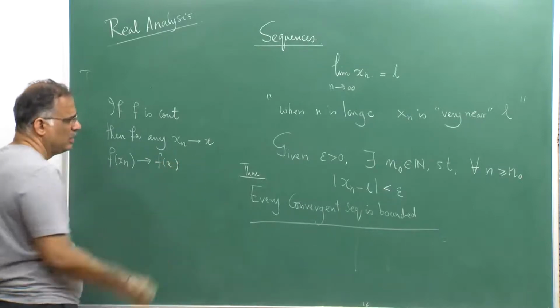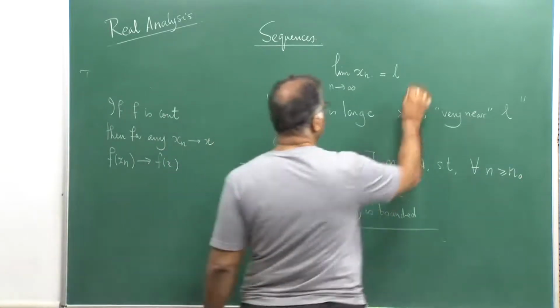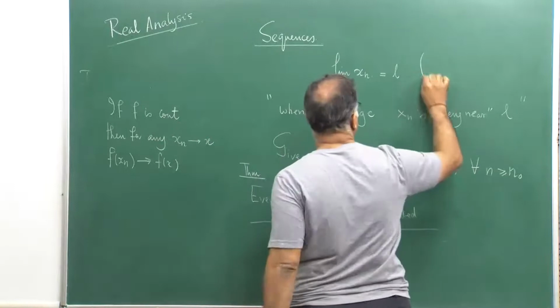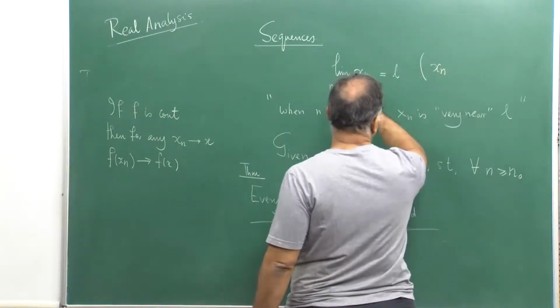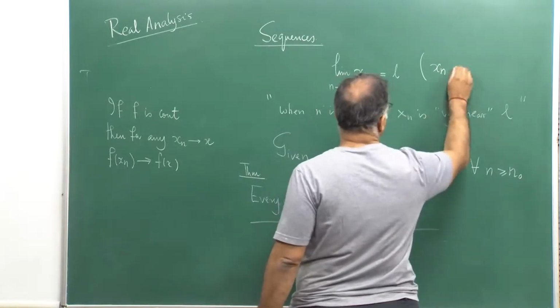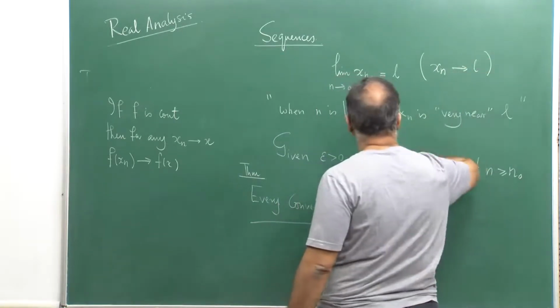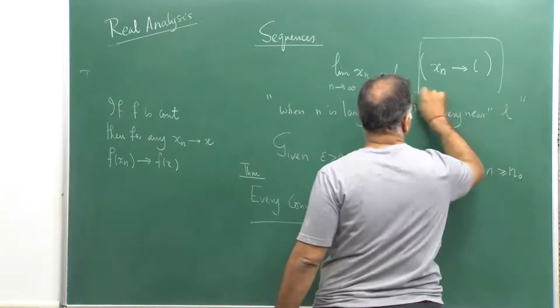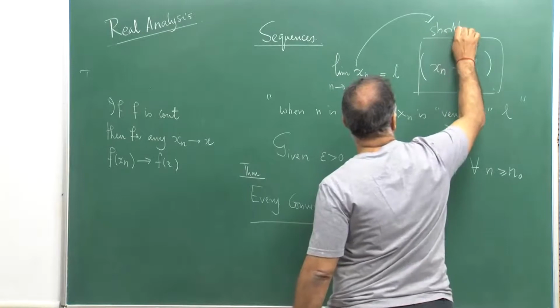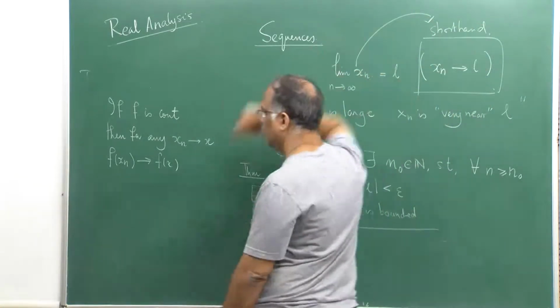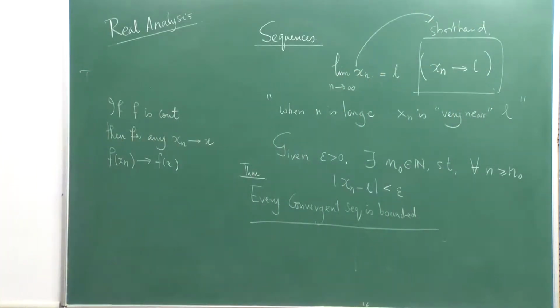So, this symbolism, you might suddenly see why I am writing it. This is the equivalent symbolism. This way, instead of writing the limit of xn is x, you can always write like this. This is a shorthand. I like shorthands, it's better. So, if f is continuous, this will happen.